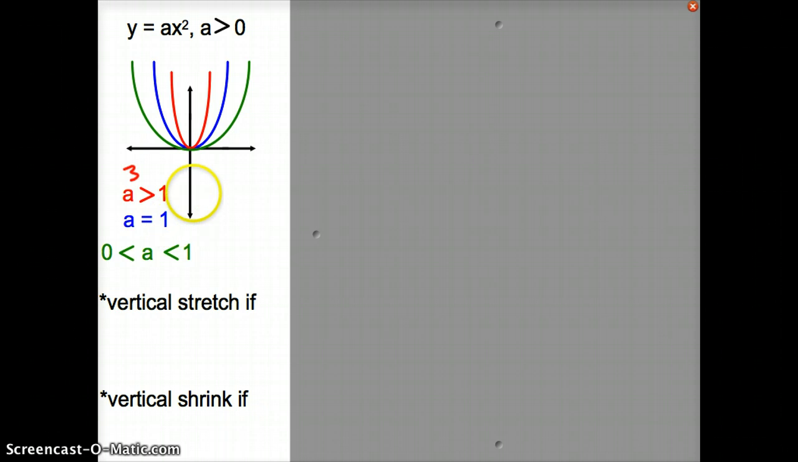The blue, where a equals 1, would be the parent graph. And then here where it's saying 0 is less than a is less than 1, a could be, let's say, 1/2. And that would mean a vertical shrink where the wings of the parabola are farther apart than the parent graph. So again, we have a vertical stretch if a is greater than 1, and we have a vertical shrink if a is greater than 0 and less than 1.